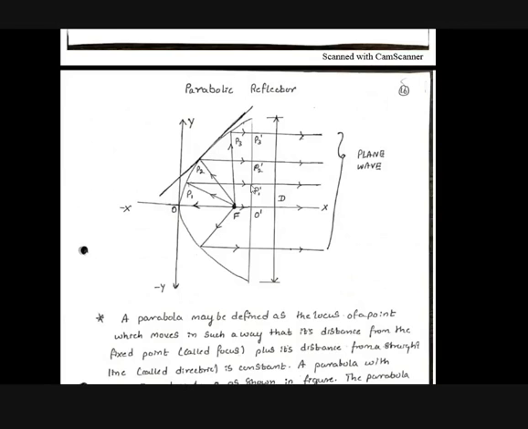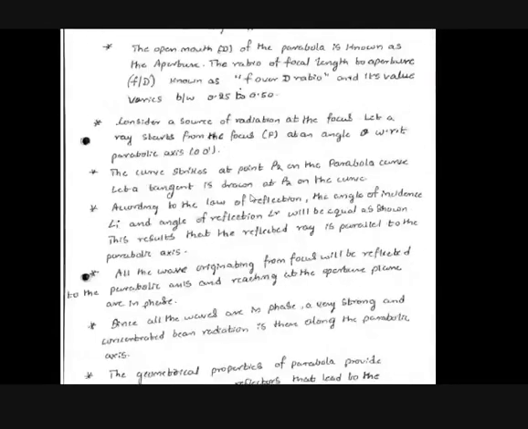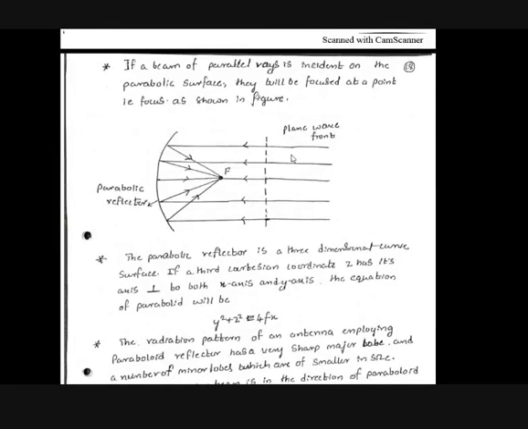Now, if we consider a beam of parallel rays incident on the parabolic surface, in this particular figure, this is the beam of parallel rays. How many rays do we have? Five rays, right? If this beam of rays, which are parallel to each other, is incident on this parabolic surface, what is going to happen? If it is incident on this parabolic reflector, all those rays will be focused at one point, that is called F.